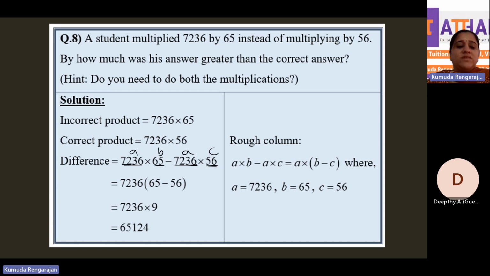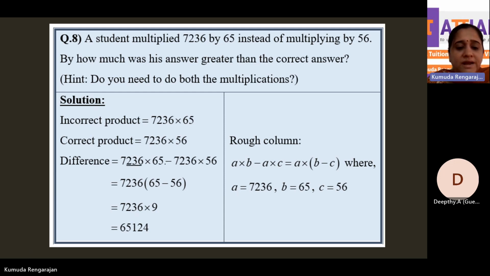So now, what is A? A is equal to 7,236, B is equal to 65, and C is equal to 56, correct? So what is A into B minus A into C? The answer is A into (B minus C). See, there's a multiplication sign here. Even if you don't put the multiplication sign, it's understood it's there. If there's no sign here, it is multiplication. All right? Okay.